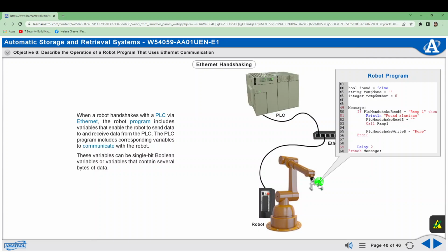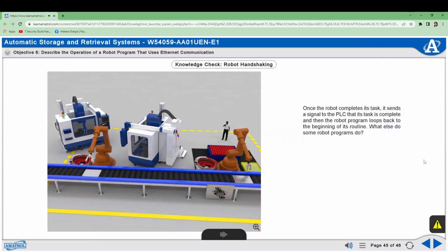These are memory locations in a program that can be read from or written to by other devices. Once the robot completes its task, it sends a signal to the PLC that its task is complete, and then the robot program loops back to the beginning of its routine. What else do some robot programs do?